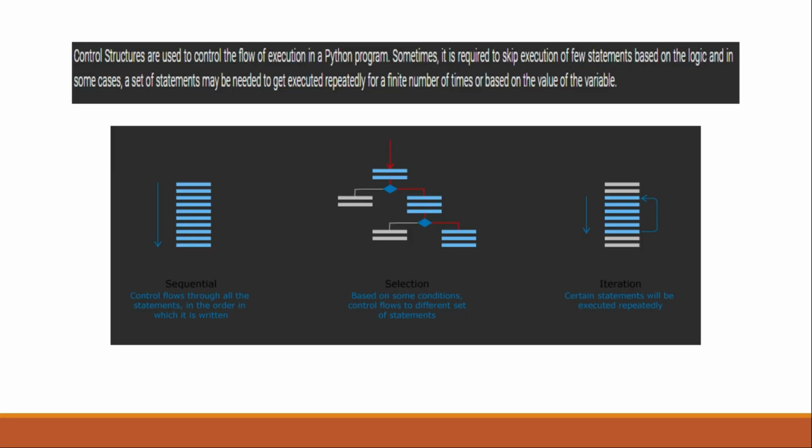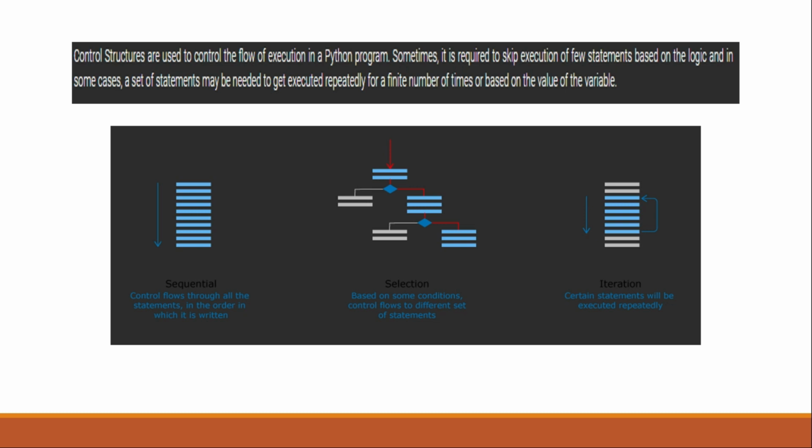Okay, so what are control structures? Control structures are used to control the flow of execution of a Python program. Sometimes it is required to skip execution of a few statements based on the logic, and in some cases a set of statements may need to be executed repeatedly, for a finite number of times or based on the value of a variable. So there are control structures such as if, then else if ladder.